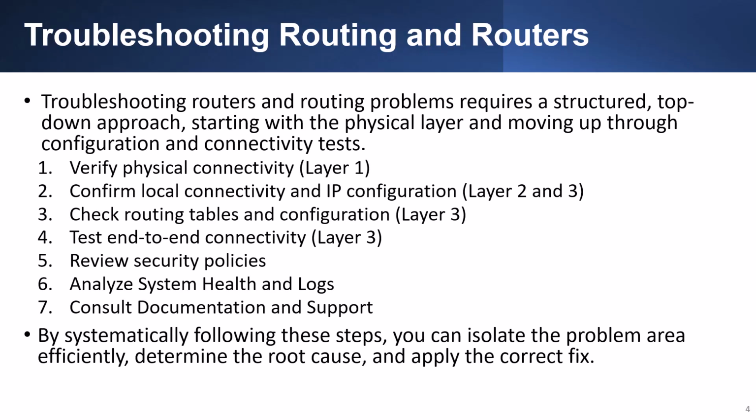As I mentioned before, troubleshooting routers and routing problems requires a structured, top-down approach, starting with the physical layer and moving up through the configuration and connectivity tests. Step 1, verify physical connectivity, which is layer 1. Step 2, confirm local connectivity and IP configuration, which is layer 2 and 3. Step 3, check routing tables and configuration, which is also layer 3. Step 4, test end-to-end connectivity, which is also layer 3.